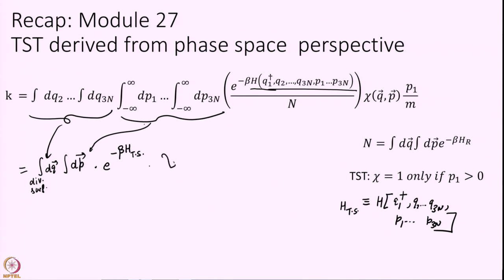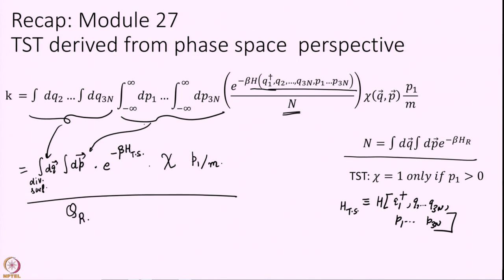All right. Multiplied by chi. Again, I am dropping the function of q comma p, but that is always present. Just shorthand notation, and note that I am dividing by N, and N is given here, and so this is nothing but Q_R. Instead of Q_R, let me write this integral clearly because this might get confusing since there is no H there. Integral dq, integral dp, e to the power of minus beta H_R, where H_R represents the Hamiltonian of only the reactants as we have been using it so far.